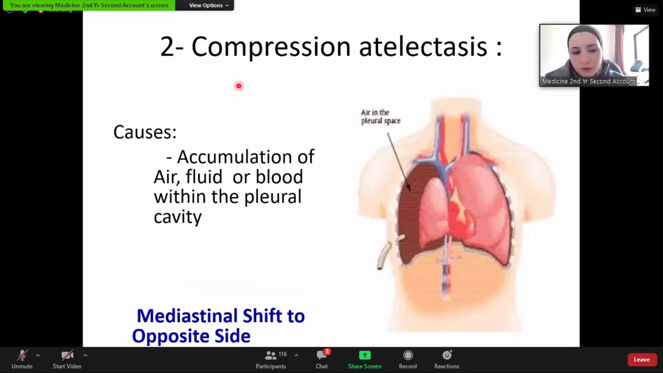Next type of atelectasis is what we call compression atelectasis. Compression atelectasis, من اسمها compression, there is something compressing on the lung. عشان هيك ما فيها adequate expansion. I allow four questions بعد شوي, okay? For compression atelectasis, رح يكون في pressure from outside, something compressing the lung from outside.